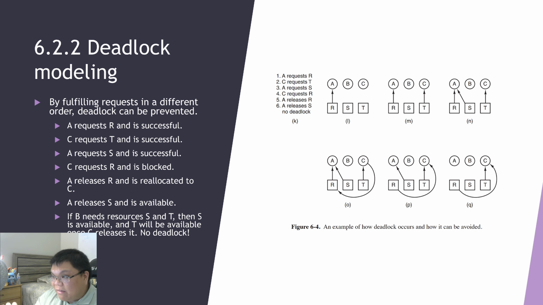Let's give to process A both resources R and S. At the same time, well, actually, no. Let's do it in this order. Process A requests resource R, and that is successful. Process C requests resource T, and that is successful. Instead of allocating resource S to process B, we give it to process A first.